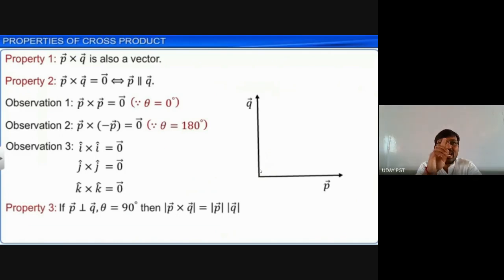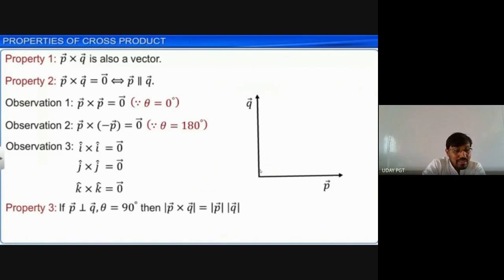1. I dot I is equal to 1. J dot J is equal to 1. K dot K is equal to 1. Any unit vector with another perpendicular vector, whenever you take the dot product, it is equal to 0. That is nothing but I dot J or I dot K or K dot I is equal to 0.